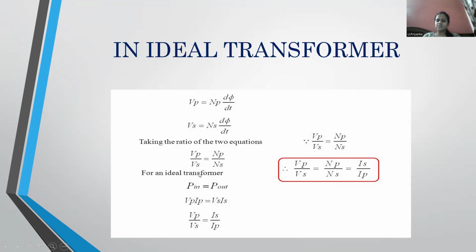In an ideal transformer, as we discussed, input power equals output power, which is nothing but the product of voltage and current across the primary being equal to the product of voltage and current across the secondary. From this we get the ratio: voltage across the primary by voltage across the secondary is equal to the secondary current by the primary current. So from the above two relations, we conclude that Vp/Vs = Np/Ns = Is/Ip. This is the relation that we observe in the ideal transformer.